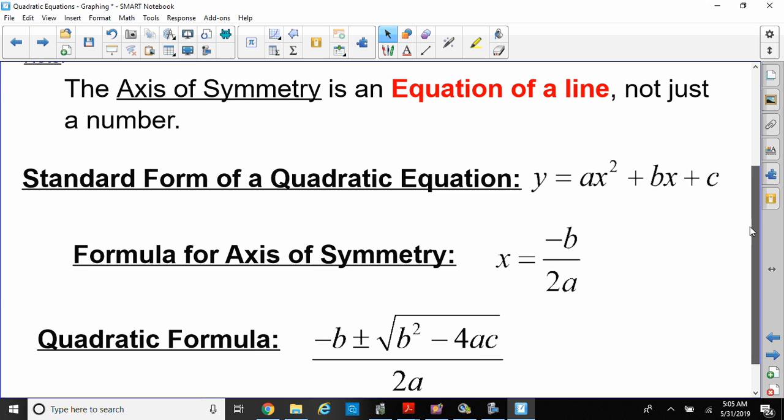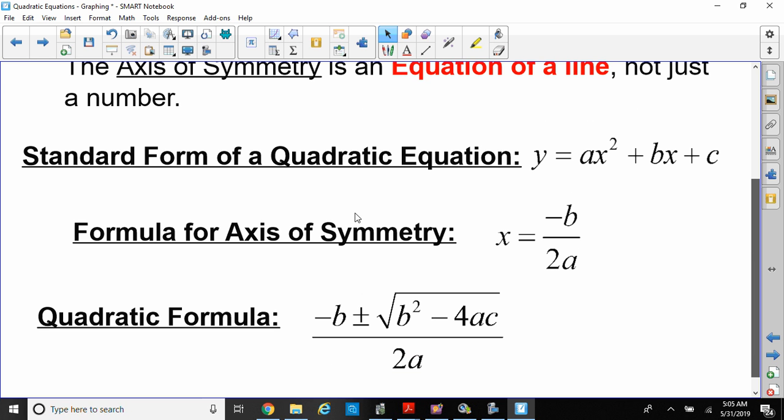So here's one formula that we're going to study today, and that's the formula for finding the axis of symmetry, where we're going to be solving the equation for x equal to -b over 2a. That's the formula we're going to use today.